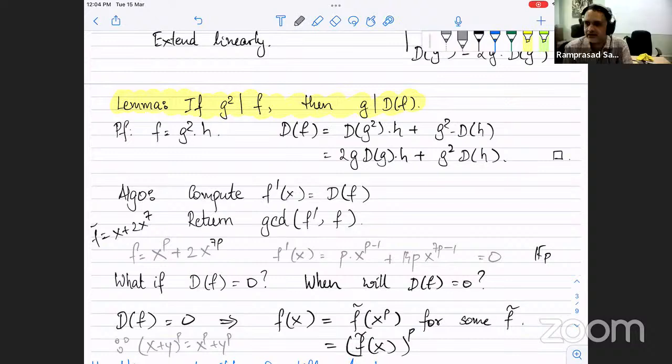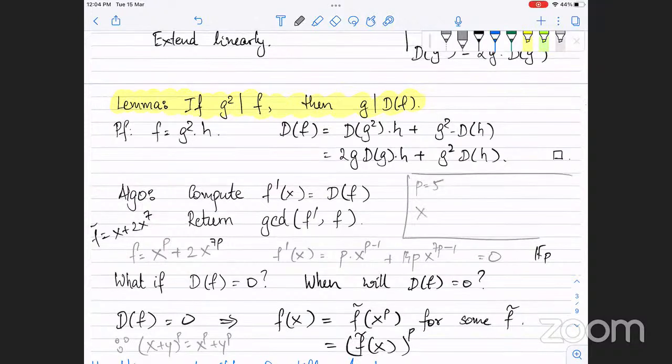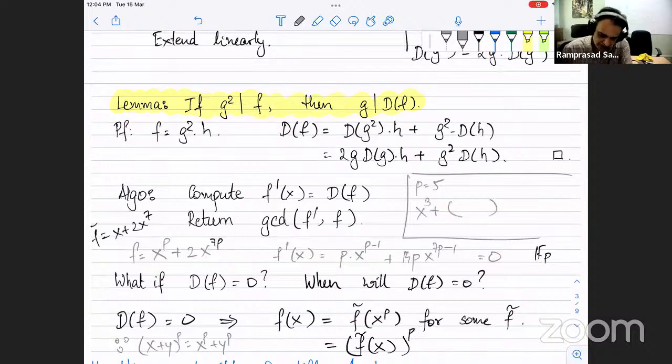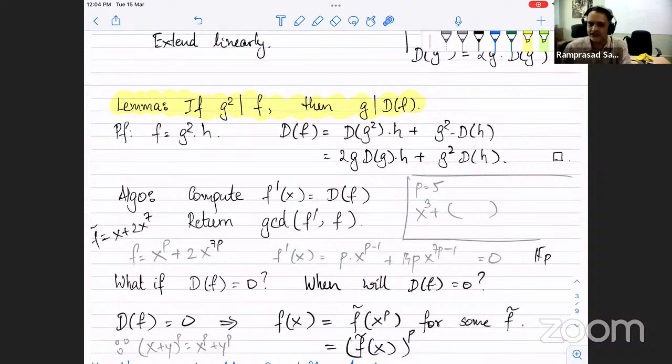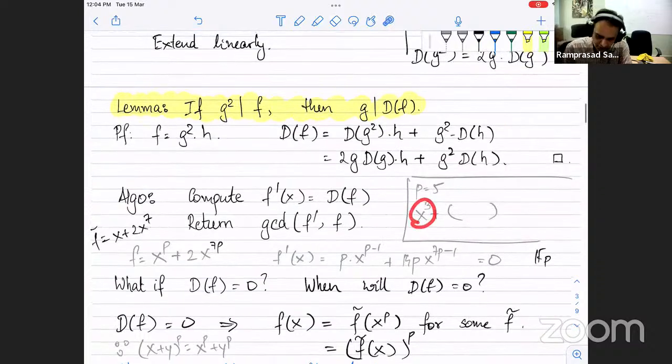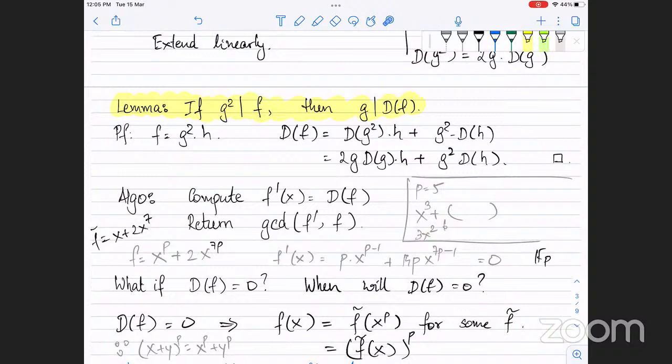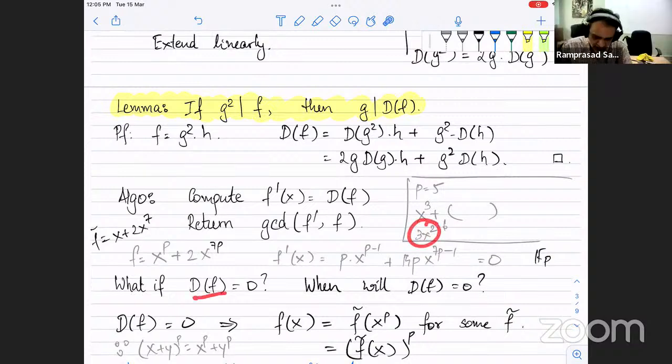So for example, suppose you're working with p equal to 5. Yes. And suppose you're working with some polynomial that has x cubed plus a whole bunch of stuff. None of this other stuff is x cubed. So when I take the derivative of this under the derivative operation, this would have become 3x squared. And I know for a fact that 3 is non-zero in my field. So this term is going to survive in Df.